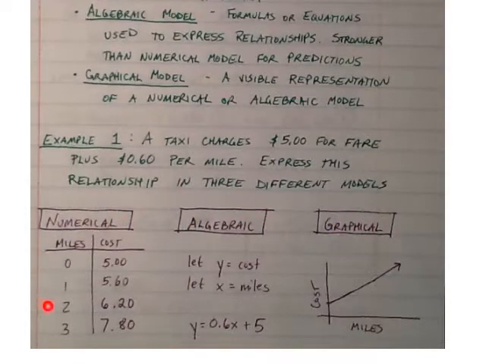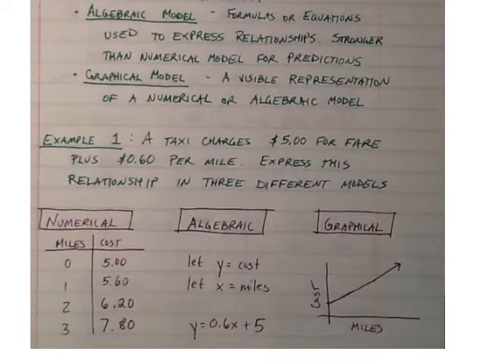For the numerical model, I've made a table where you input the miles that you drove in the taxi, and then it spits out the cost. So your initial is $5. If you go 1 mile, you're going to pay $5.60, 2 miles and $6.20.